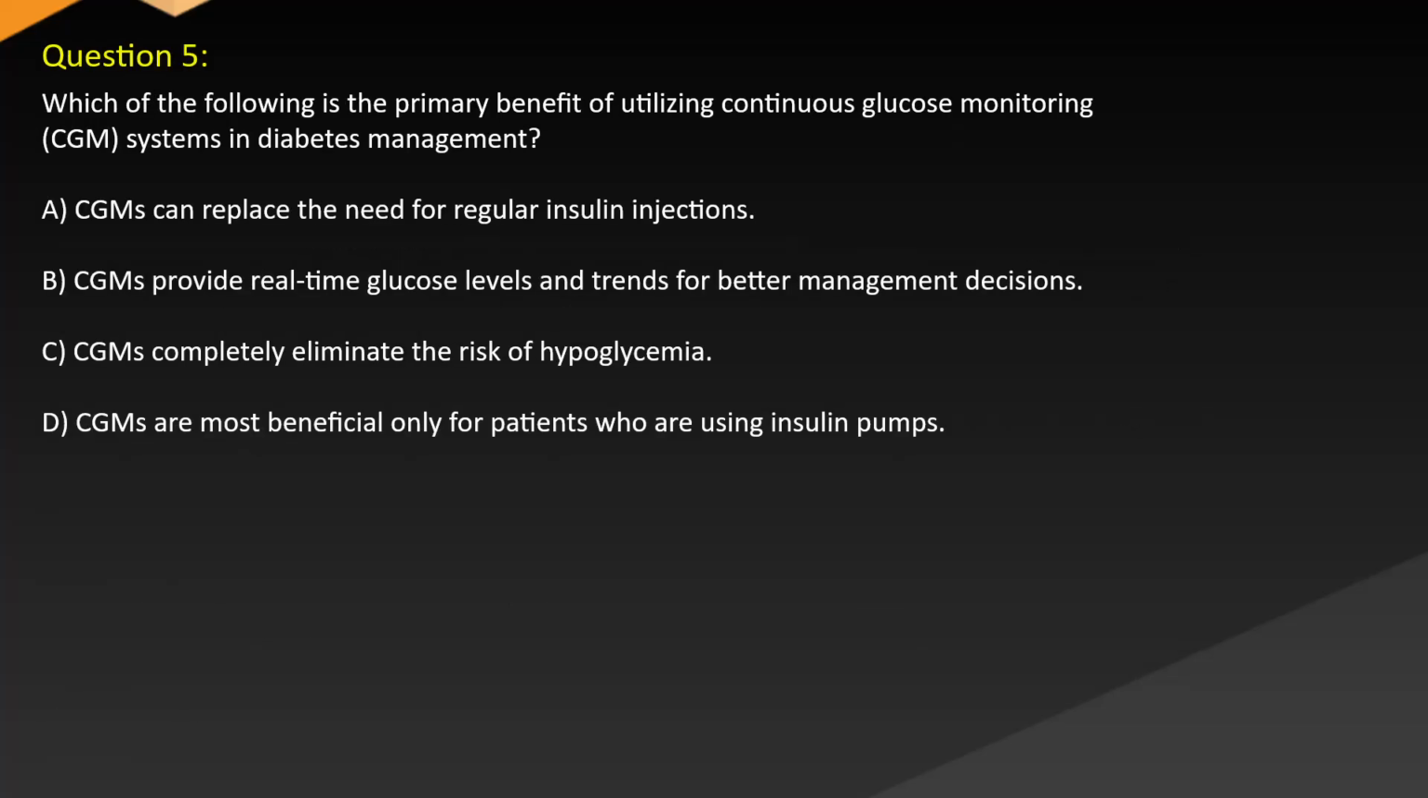Question 5. Which of the following is the primary benefit of utilizing continuous glucose monitoring (CGM) systems in diabetes management? A. CGMs can replace the need for regular insulin injections. B. CGMs provide real-time glucose levels and trends for better management decisions. C. CGMs completely eliminate the risk of hypoglycemia. D. CGMs are most beneficial only for patients who are using insulin pumps.